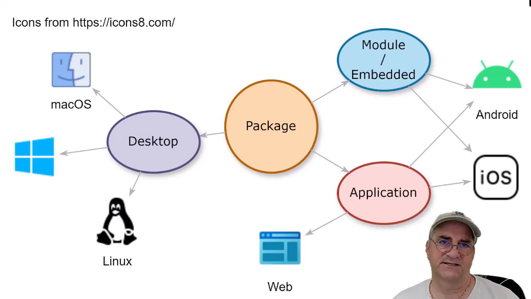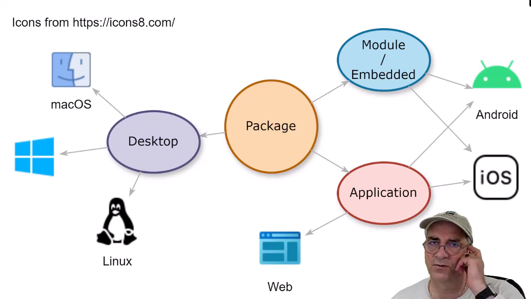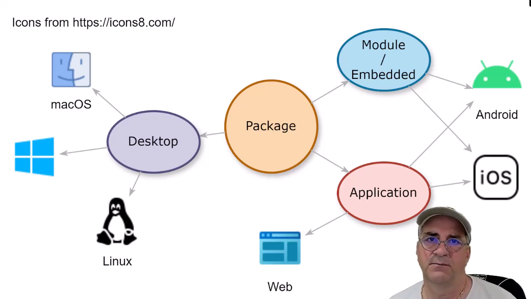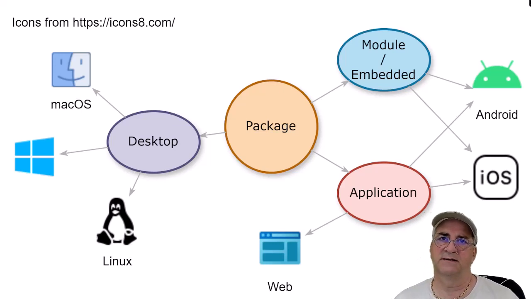So there are actually 6 deployment targets, at least for Flutter. On the desktop side, there's macOS, Windows, and Linux. And on the application side, there's a web app, iOS, and Android. I'm going to ignore the desktop part because I don't really do any of that, and focus a little bit on the packaging side, on the application and embedded side.